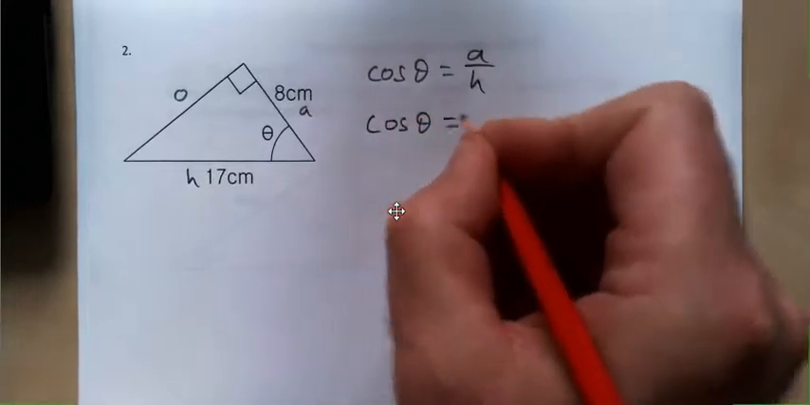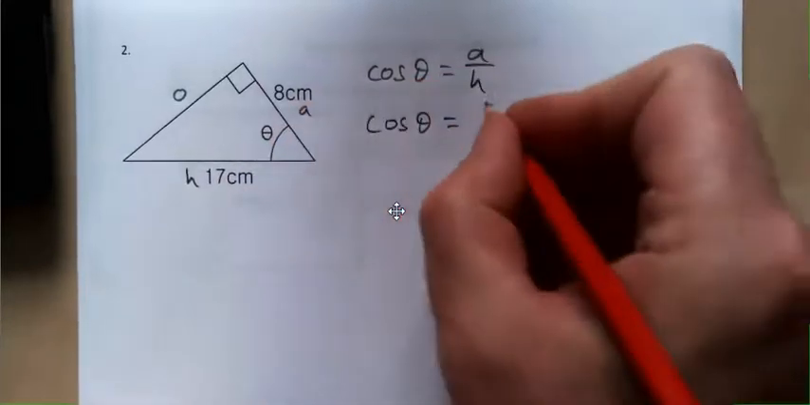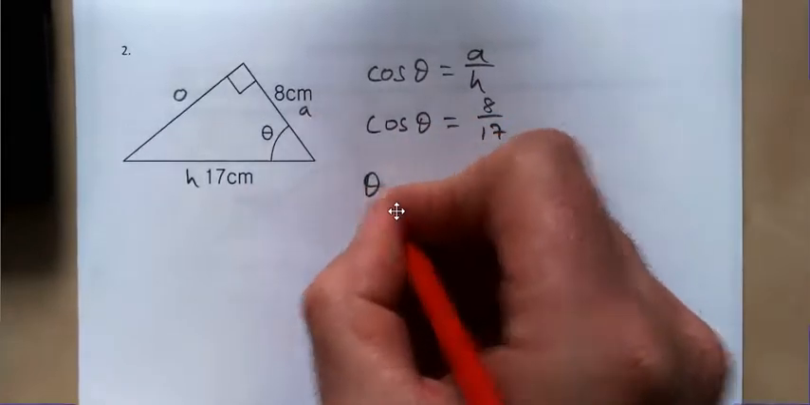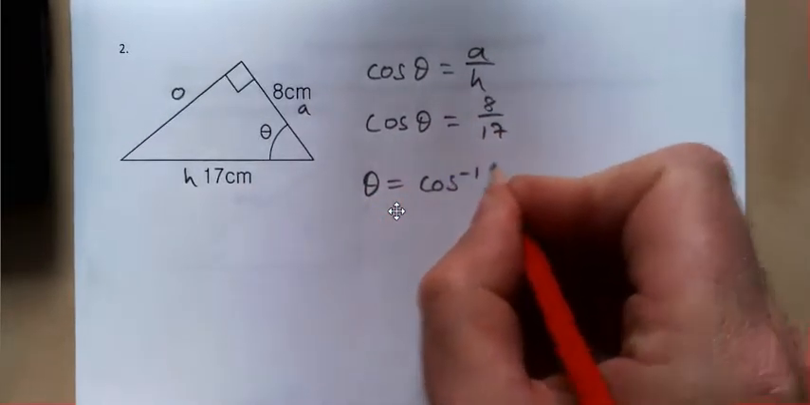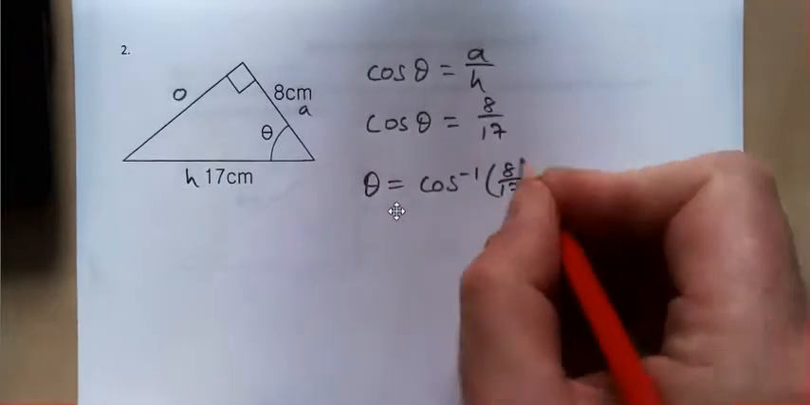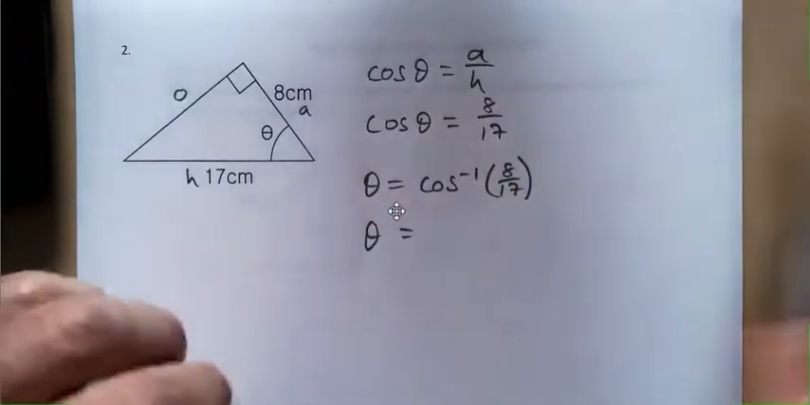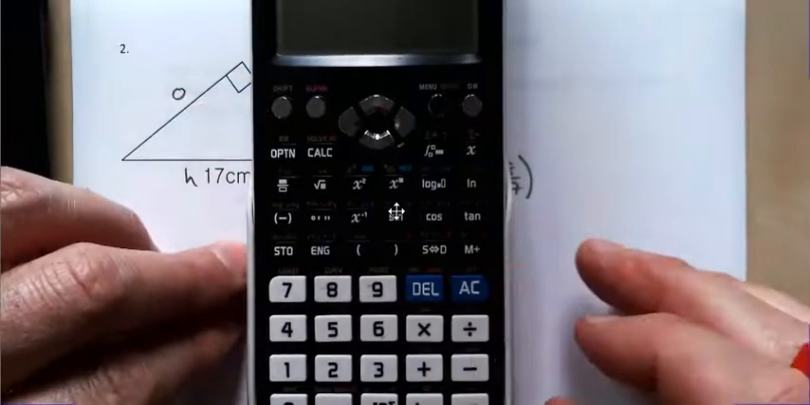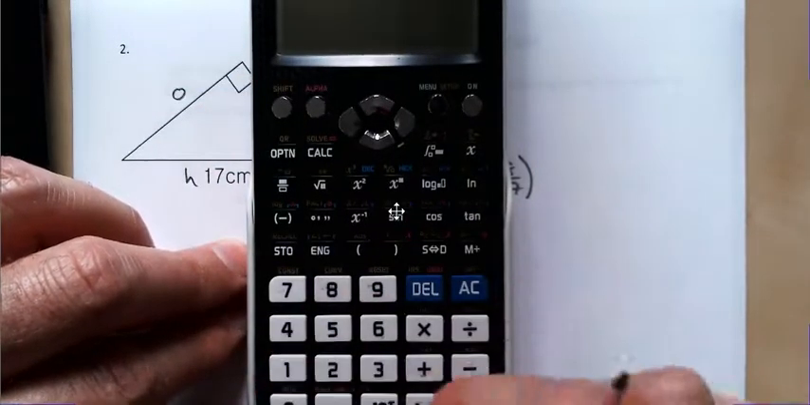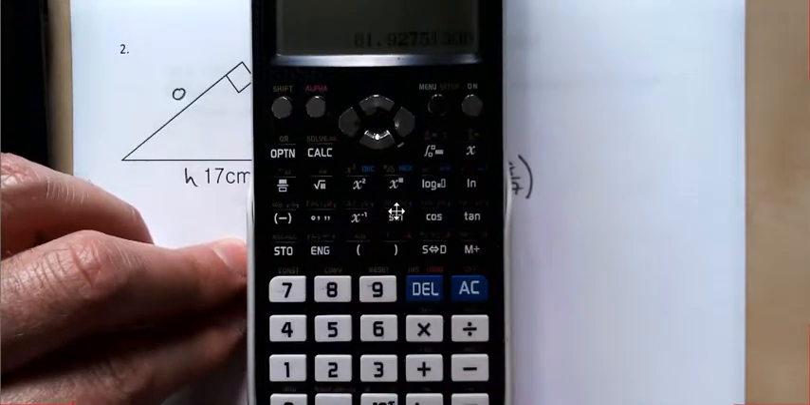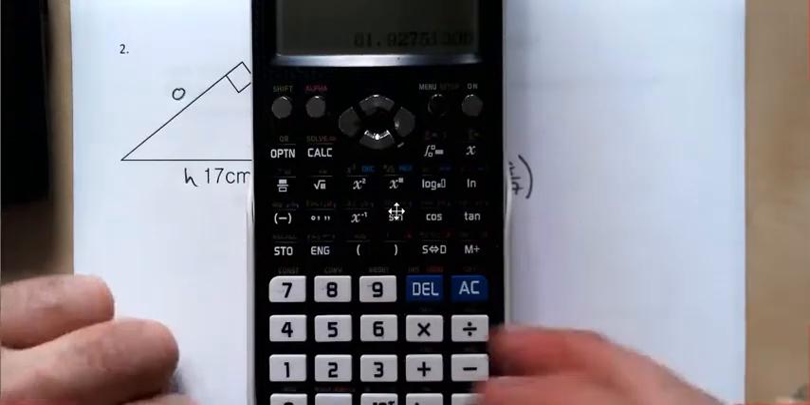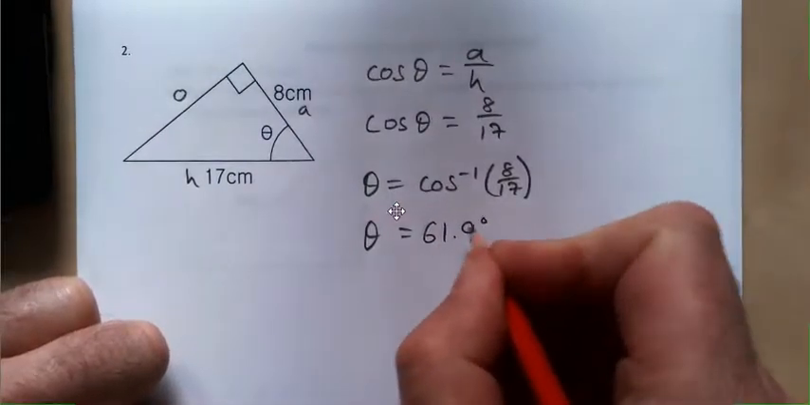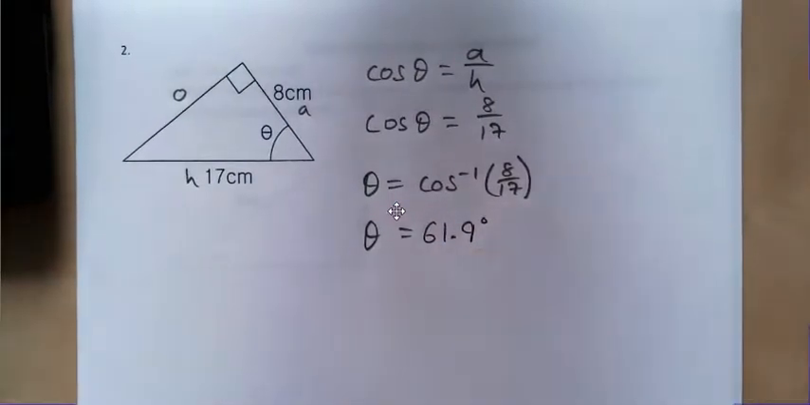Cos theta is 8 over 17. And again, this strange move to work out theta: cos to the minus 1, 8 over 17. And we put that into our calculator. So shift cos 8 divided by 17 with brackets equals, and our angle then is going to be 61.9. 61.9 degrees then is the answer to that one.